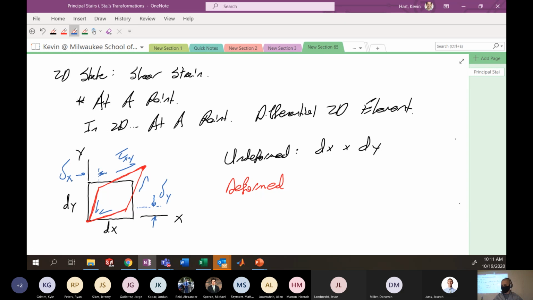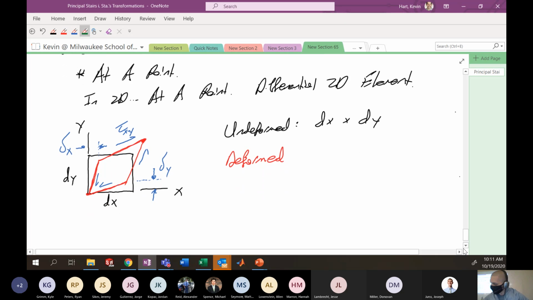It's the amount that these edges rise up because of this shearing strain that we're pinching on the edges to cause this particular form. All right. So this angle here is going to be something like the tangent of delta y on dx.